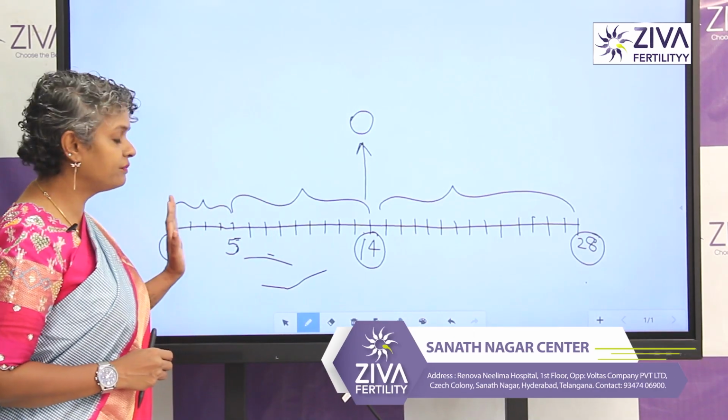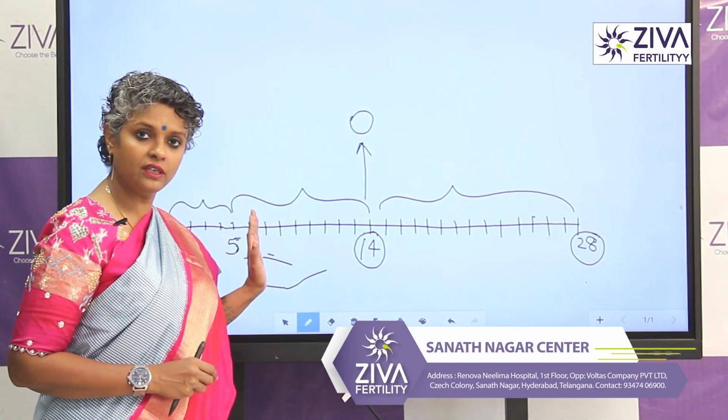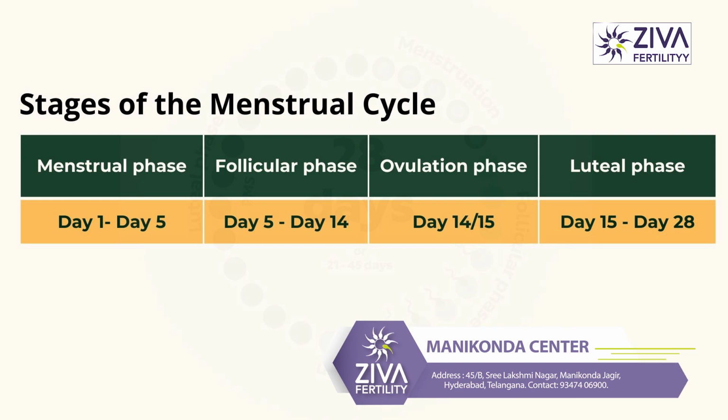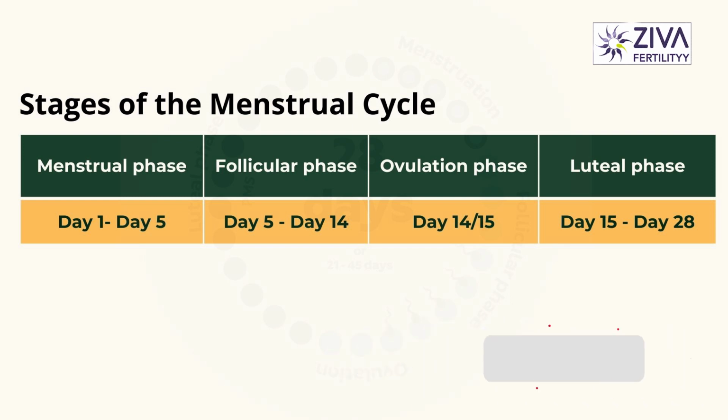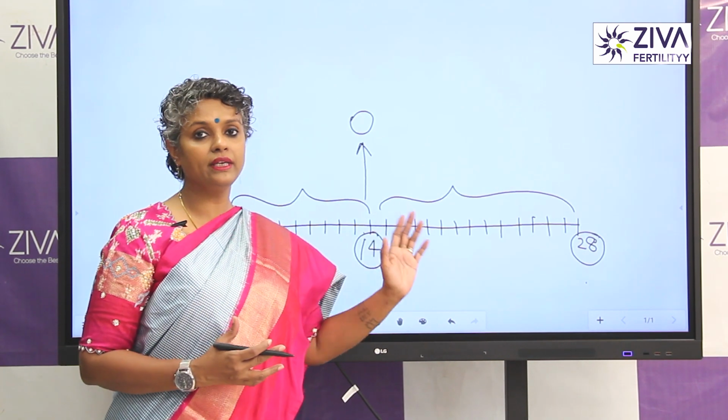The first day to the 5th day is called menstruation, that is the period duration. Then till day 14 it is called the follicular phase. On day 14 or 15 the egg ovulates, and then the later phase is called the luteal phase. This is a 28-day cycle.